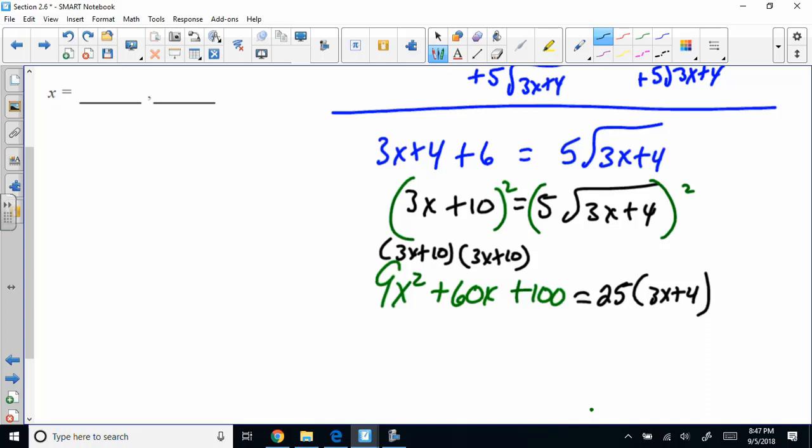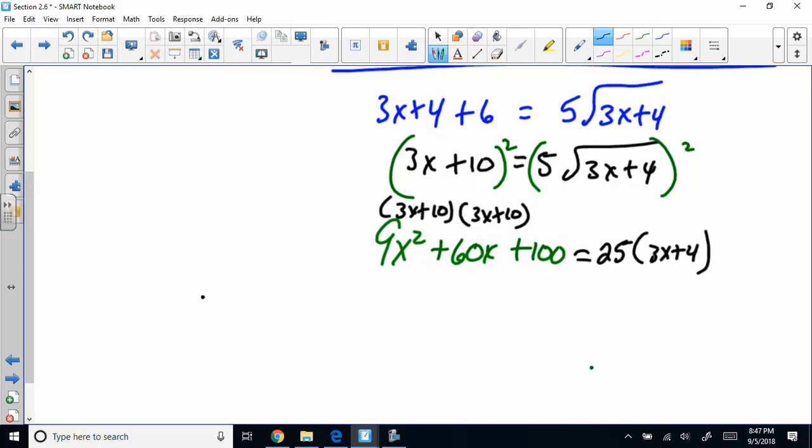It's worse. I'm not going to lie to you, I'm cringing because those are some big numbers. All right, here we go. We're going to distribute that. That's 75x plus 100 equals 9x squared plus 60x plus 100.